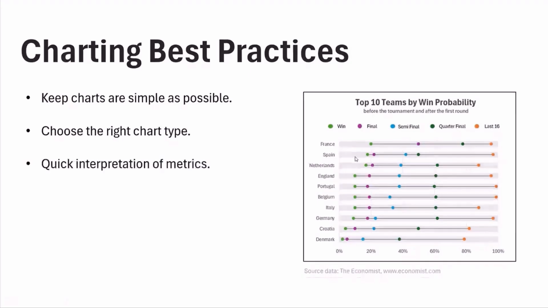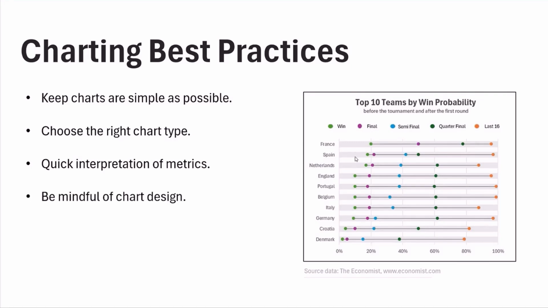So once you've chosen the right chart type, depending on what your data is, then you need to make sure that there's a quick interpretation of the metrics. The general rule is that when people look at your chart, they should be able to decipher what it's saying within 10 seconds. So it shouldn't take them any longer than that to work out what you're displaying on your chart. So keep it simple and keep it clear.